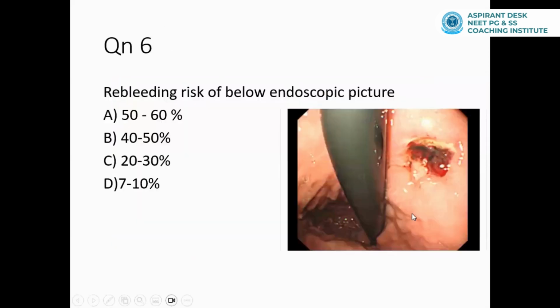So question number 6 is about the rebleeding risk of the below endoscopic picture. First of all, what is this endoscopic picture actually showing? Which grade of Forrest classification?